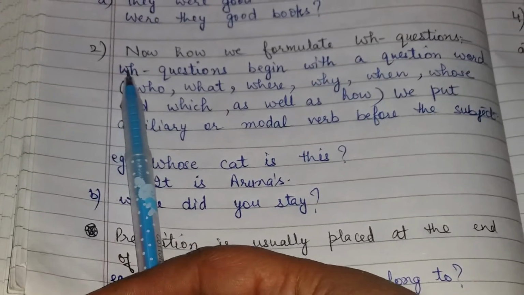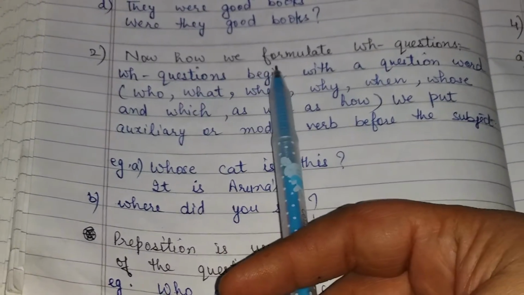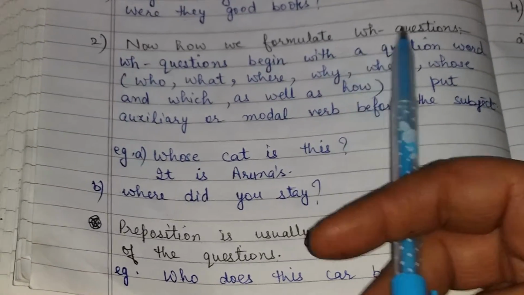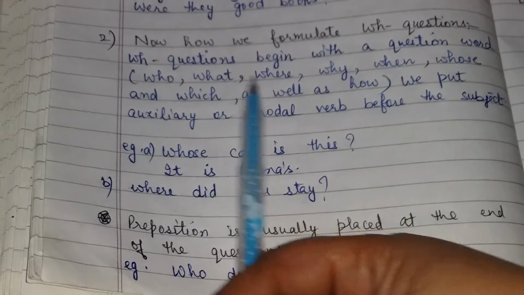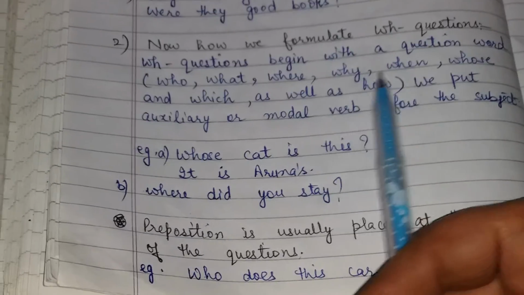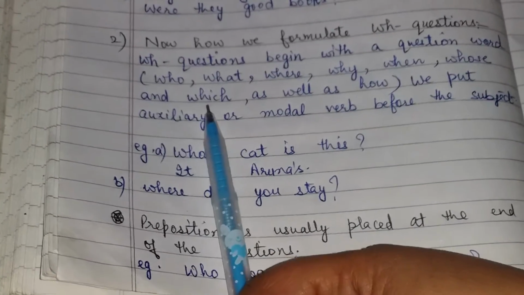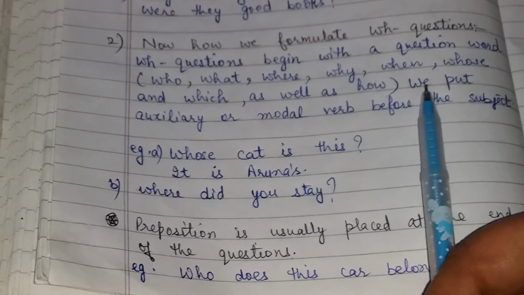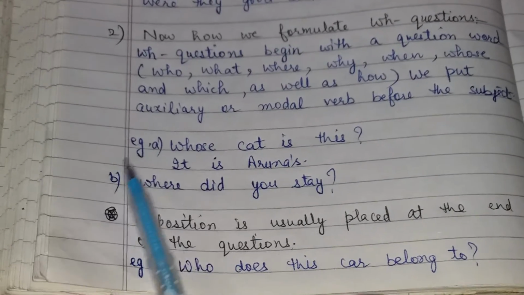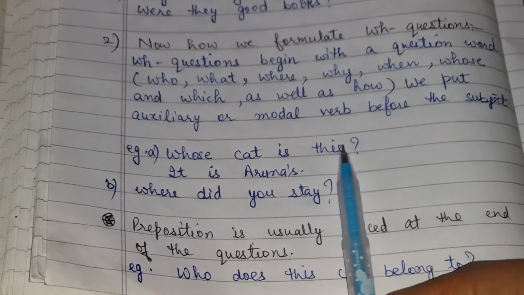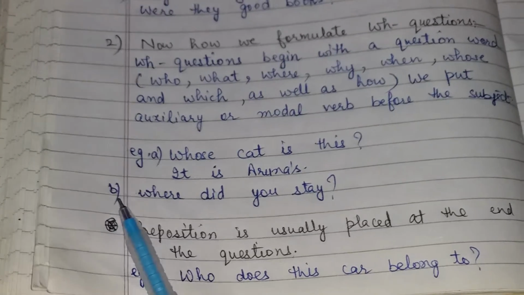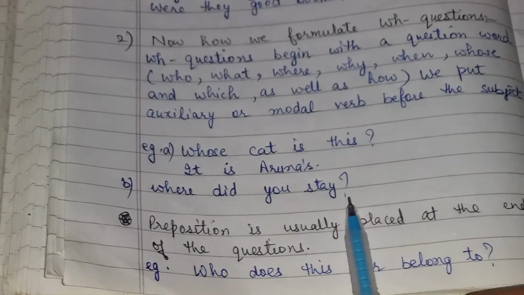Second part. Now let's talk about how we formulate questions with WH words, or we can say WH questions. WH questions begin with the question word who, what, where, why, when, whose, and which, as well as how. So here we put the auxiliary or modal verb before the subject. For example, whose cat is this? It is Aruna's. Similarly, B example, where did you stay?